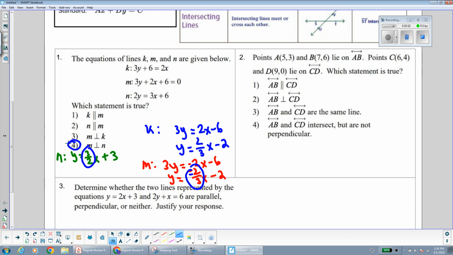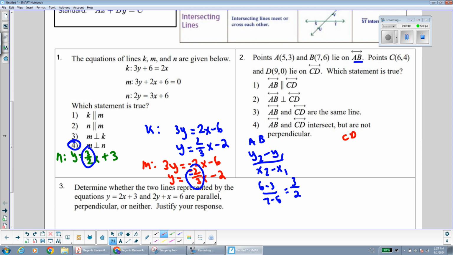For number 2, it's asking us which statement is true. So I have points from line AB, so I can find the slope, and the slope is what I need. So for slope, I'm going to do y2 minus y1 over x2 minus x1, and this is for AB. I'll label that here for AB. So for AB, that is 6 minus 3 over 7 minus 5. And that is 3 over 2. So 3 over 2 is the slope of line AB.